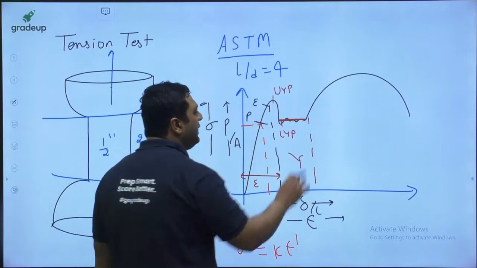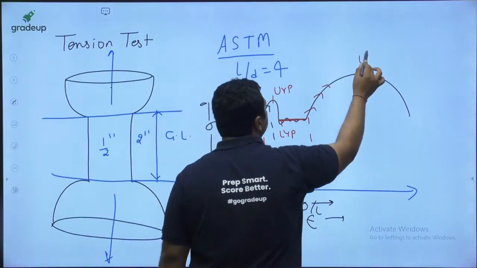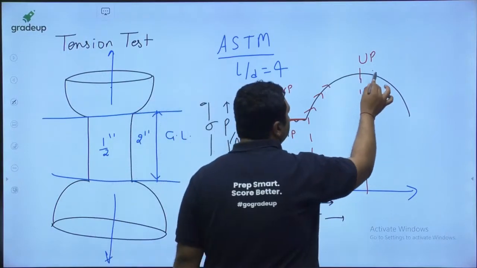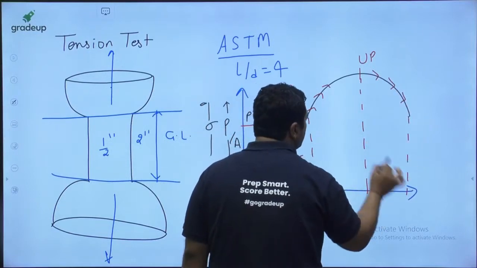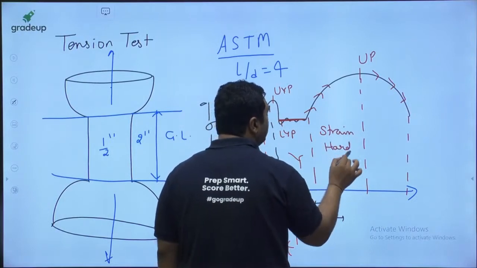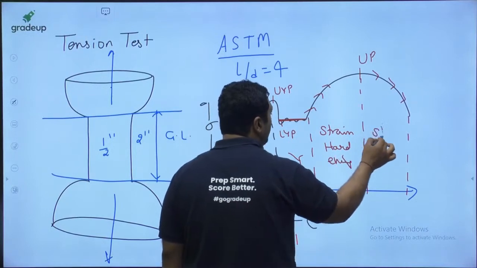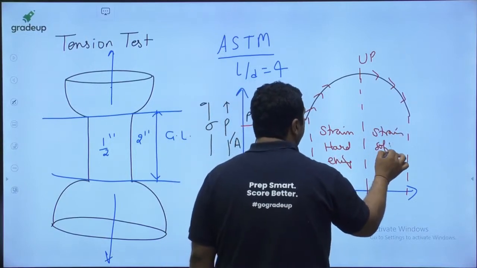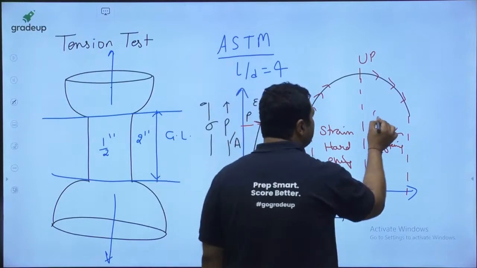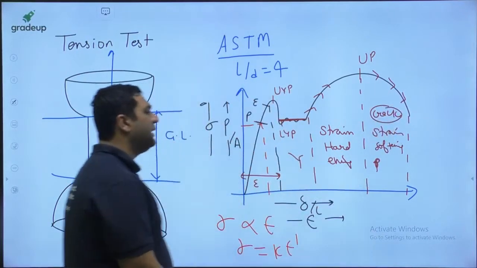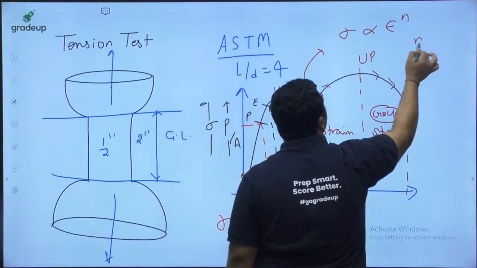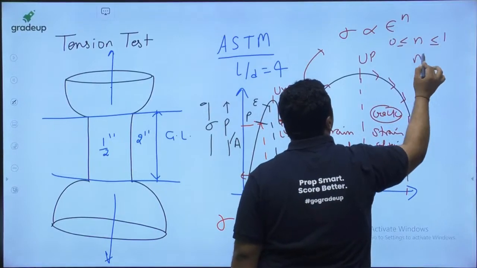Then you have the increase in stress up to this point known as the ultimate point. This will give you the ultimate tensile stress. After that, the material starts fracturing and some cracks are generated. This region is known as strain hardening because the material's resistance is increasing. And this region is said to be strain softening, because the material got some fracture, some cracks are generated. That's why it is said to be the necking region. In this region, stress is directly proportional to strain to the power n, where n lies from 0 to 1 for mild steel.